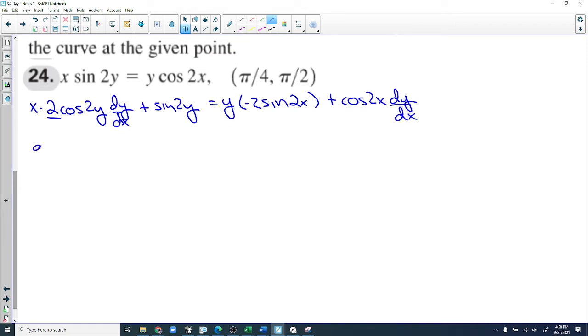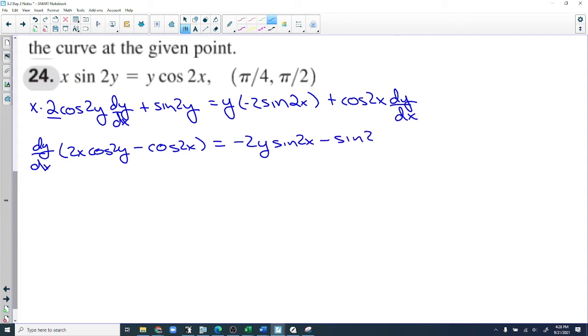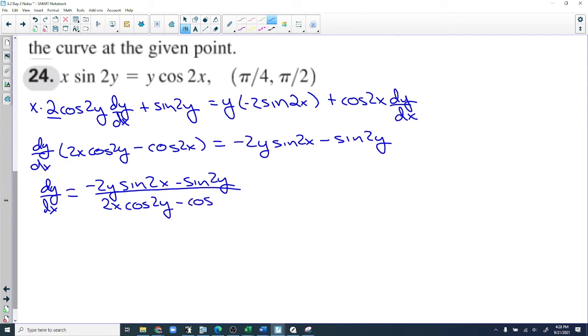Let's get everything with the dy/dx on the left side, and that's 2x cosine of 2y, and then minus cosine of 2x. And then we have negative 2y sine of 2x minus sine of 2y. And let's divide. So dy/dx is equal to negative 2y sine of 2x minus sine of 2y over 2x cosine of 2y minus cosine of 2x. And we're going to evaluate this at pi over 4, pi over 2.